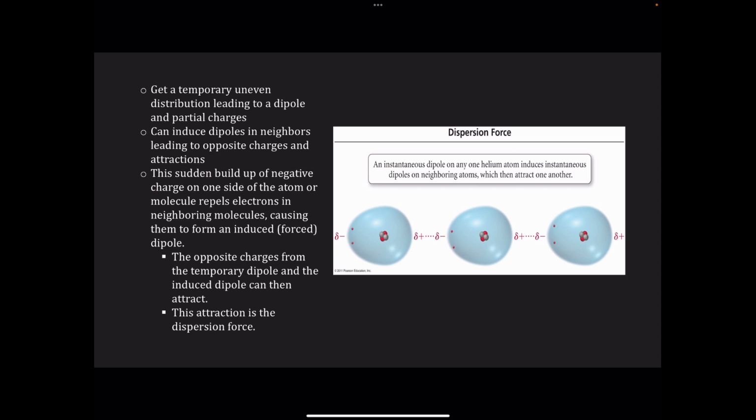If it is near a neighboring atom, it has the potential to induce a dipole in its neighbor. So when we say induce, that means it's going to force a dipole. That sudden buildup of negative charge on one side of one helium atom is going to repel the electrons in another helium atom, pushing them to the other side, then forcing that atom to form a dipole. So say in our image here, we have our central helium atom here. When this charge suddenly builds up here, it's going to push those electrons to the other side.